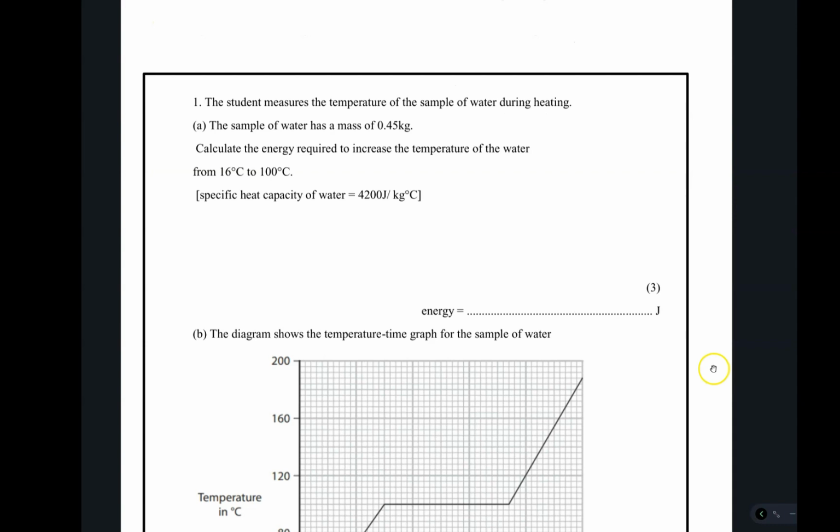Questions like this will not miss in paper 2, and you can be asked to work out the quantity of heat, the mass, or the temperature or change in temperature. The most important formula that you ought to remember is that change in heat equals mass times specific heat capacity times temperature change.